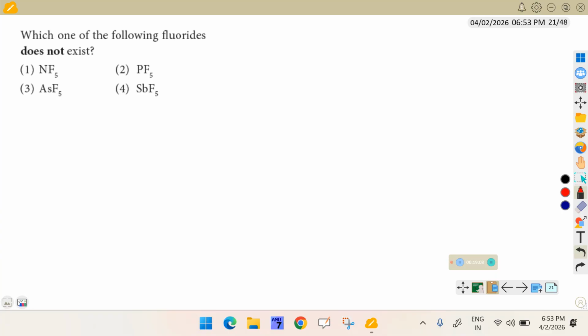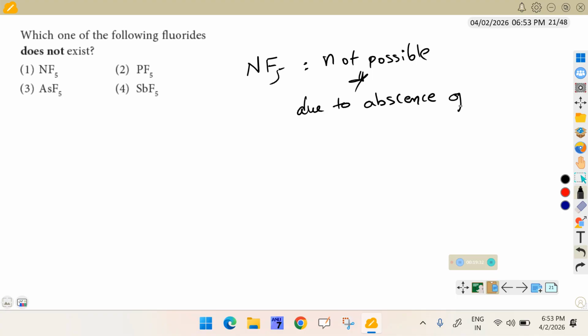Which of the following fluorides does not exist? Nitrogen, NF5. NF5 not possible. Why? Due to absence of d orbitals.